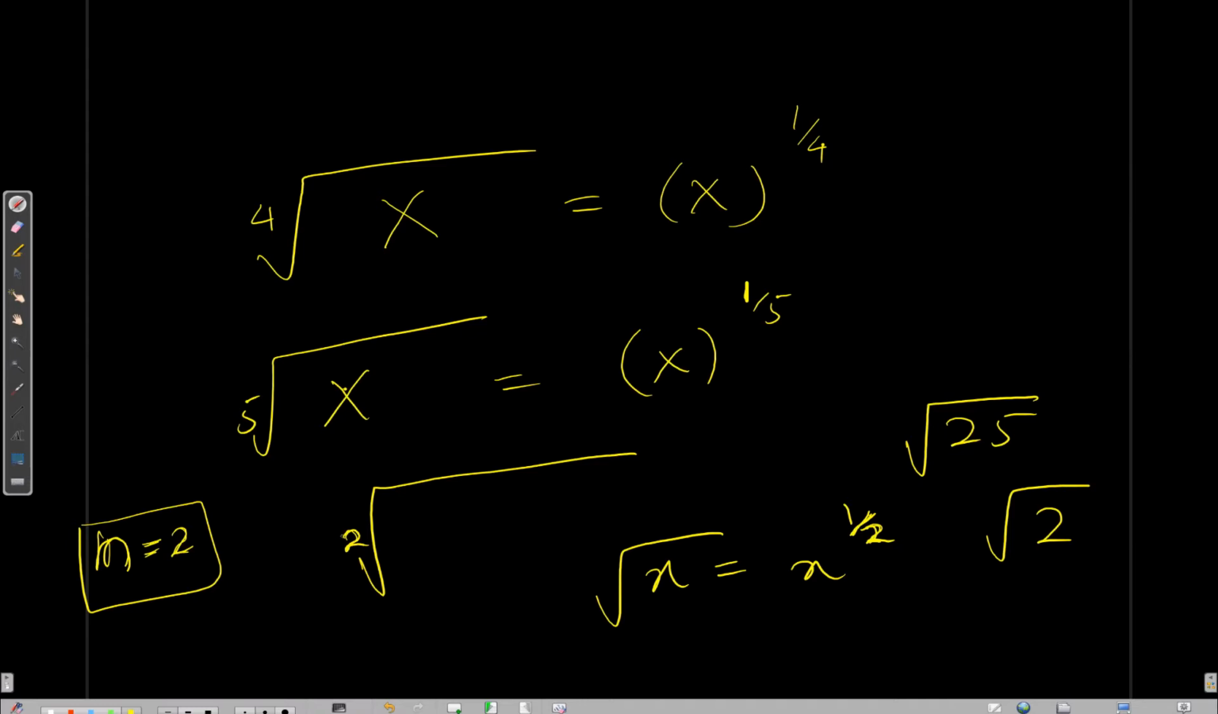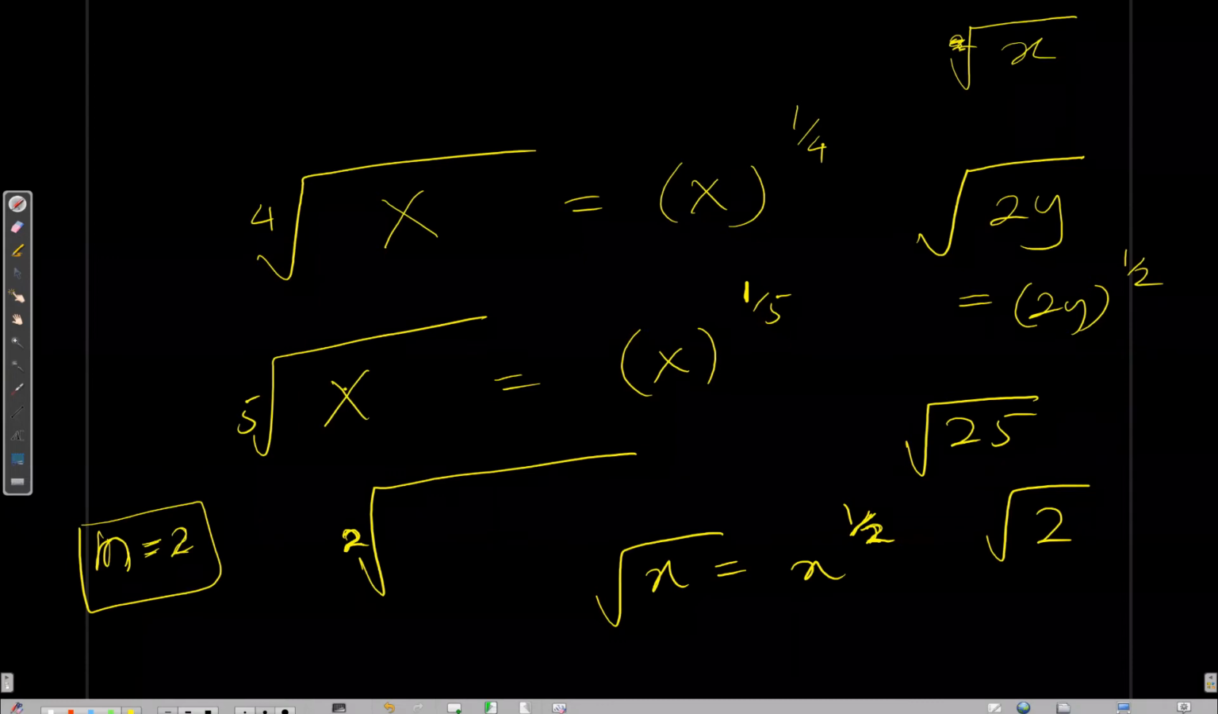So remember that if there is nothing, this means 2y whole thing raised to 1/2. On the other hand, if you want to write down square root, normally we don't write the 2. Square root of x, normally we don't do this. We write it without that. So that's a special case.